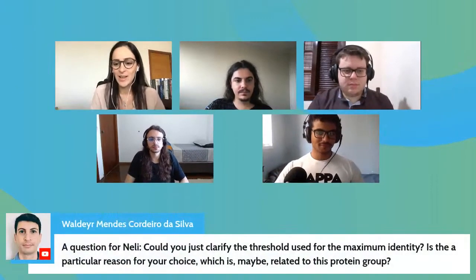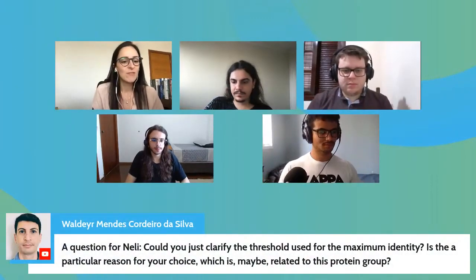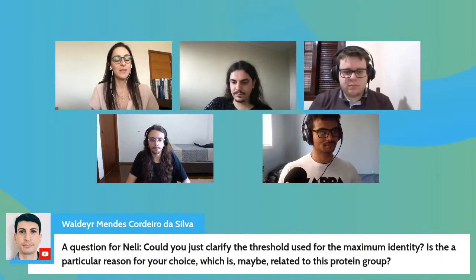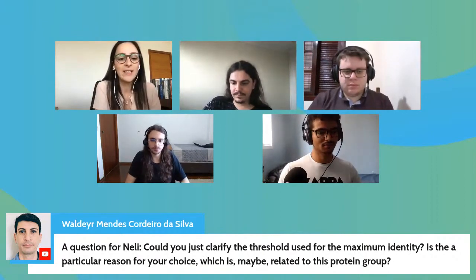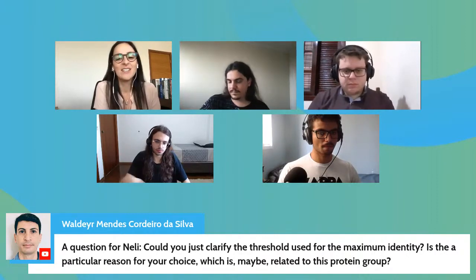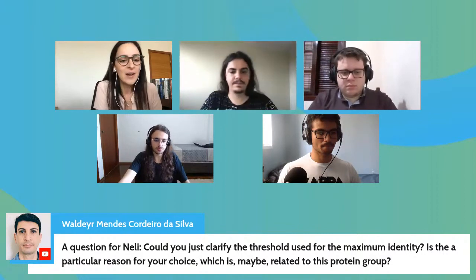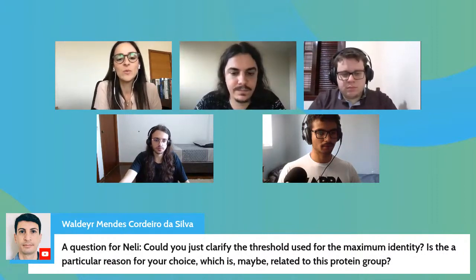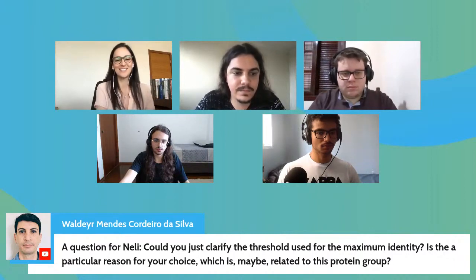Okay, thank you, Breno. And we have here a question from the audience. Professor Valdeir has a question for Nelly. Could you just clarify the threshold used for the maximal identity? Is there a particular reason for your choice, which is maybe related to this protein group? I had this question as well.